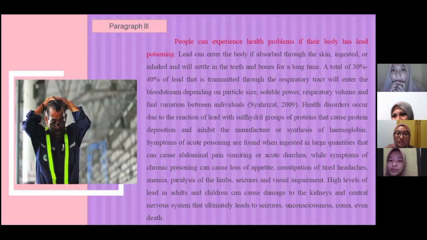Okay, for paragraph 3, the topic sentence is people can experience health problems in their body as lead poisoning. Lead can enter the body if absorbed through the skin, ingested, or inhaled, and will settle in the teeth and bones for a long time. A total of 30% to 40% of lead that is inhaled through the respiratory tract will enter the bloodstream, depending on particle size, soluble power, respiratory volume, and variation between individuals.